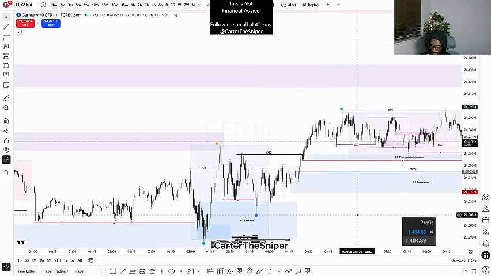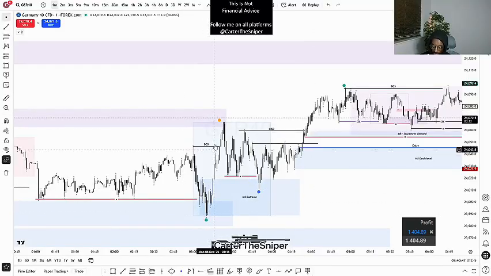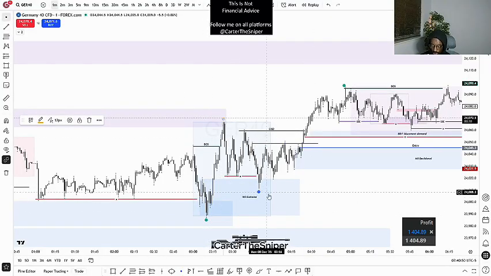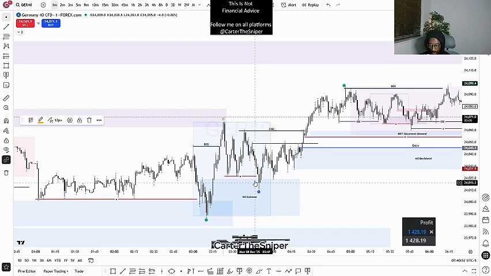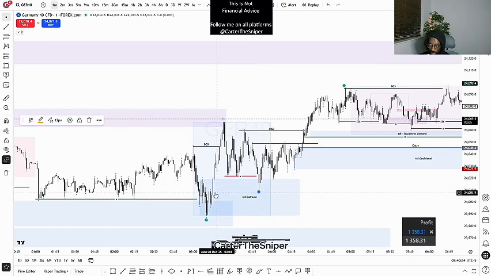So right here, right? This portion here did the inducement and it went and did this. So we had main push, mitigation. As we're mitigating, what does it do? Take out liquidity again, tapping into this portion here. This is an M5 one, but we're currently on M1. So this is the M5 zone.